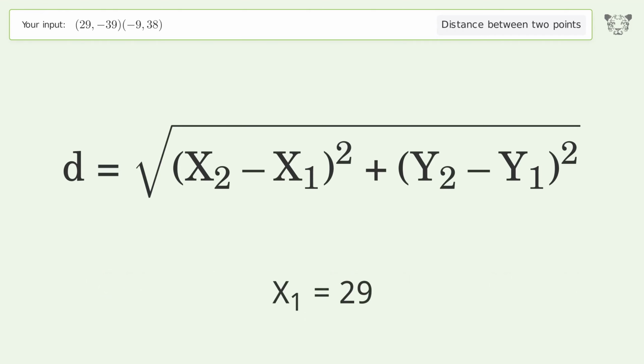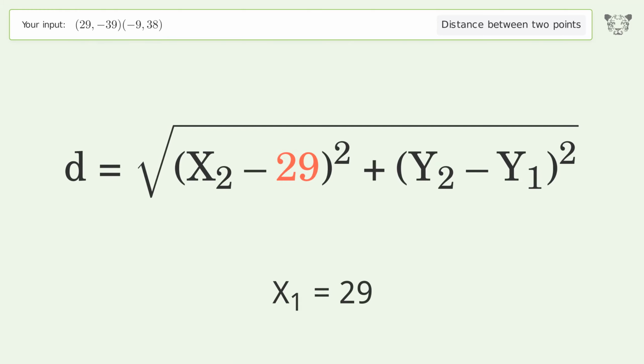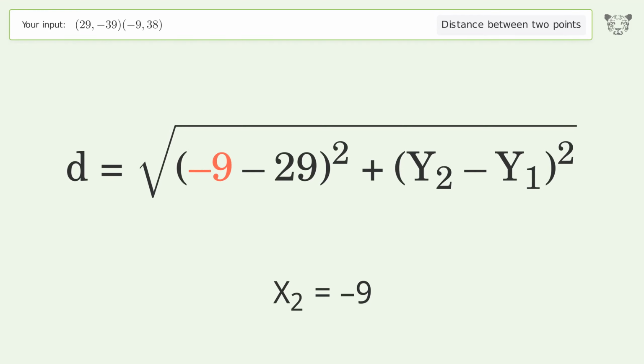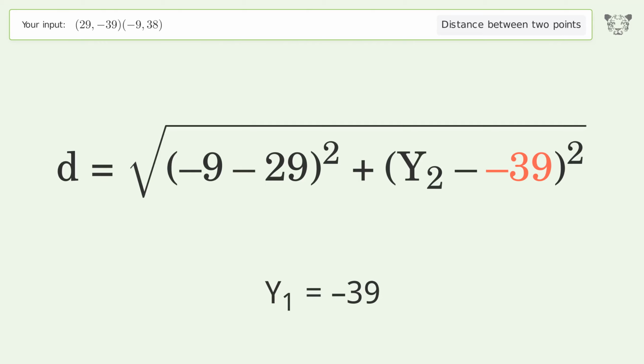x1 equals 29. x2 equals -9. y1 equals -39. y2 equals 38.